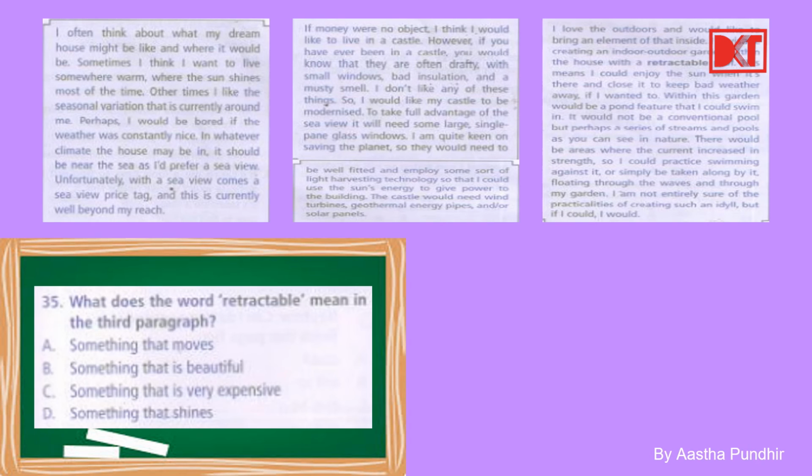So here, what does the word retractable mean in the third paragraph? Retractable, here, retractable roof. As I told you, options are something that moves, something that is beautiful, something that is very expensive, or something that shines. As I told you about the retractable roof, it is movable. Either you can put the roof on or you can remove it. So the answer is A, something that moves. Okay.